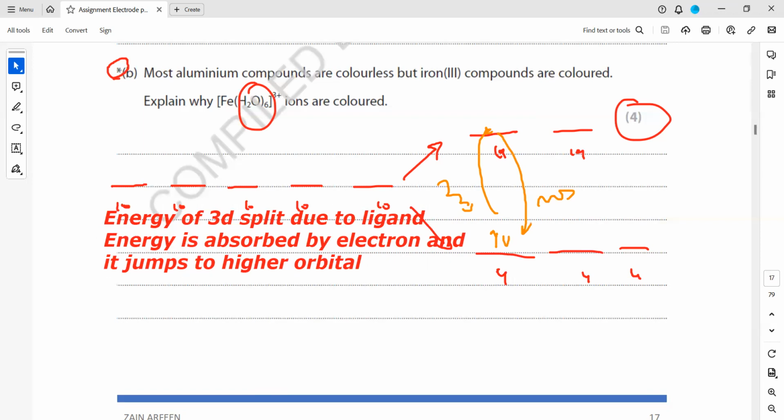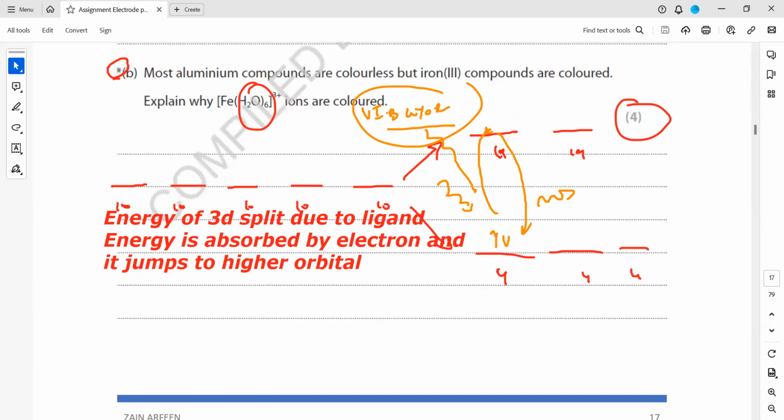Then what will happen after this transition? How does it result in the formation of a color? The color which is transmitted, which remains in the light, will be in the visible region. So it's not that the color absorbed is seen. For example, white light is a combination of violet, indigo, blue, green, yellow, orange, and red. What is absorbed is not seen; what is not absorbed is seen, or a complementary color will be seen.